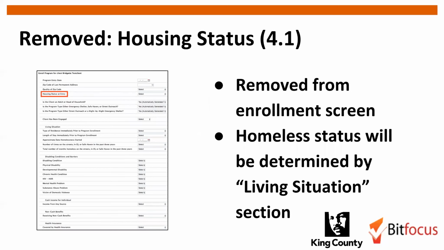The first change is around housing status, which is an element that's currently collected at enrollment, and that element is going to be removed. It will no longer show up on the enrollment screen, and instead, homeless status will be determined by the living situation section of questions, which you can see near the center of the image on this slide. Since housing status potentially duplicates or even conflicts with information collected in living situation, it makes more sense to get rid of that question and to only focus on the living situation questions, which is the decision that HUD made.